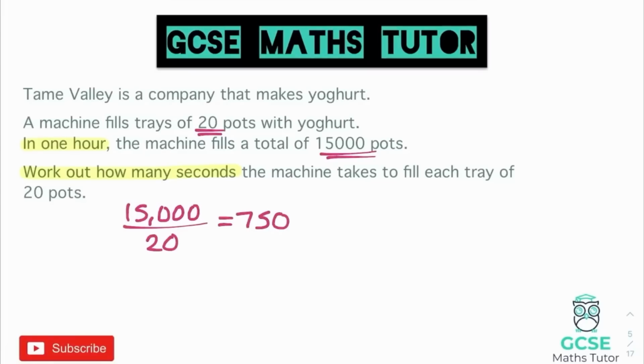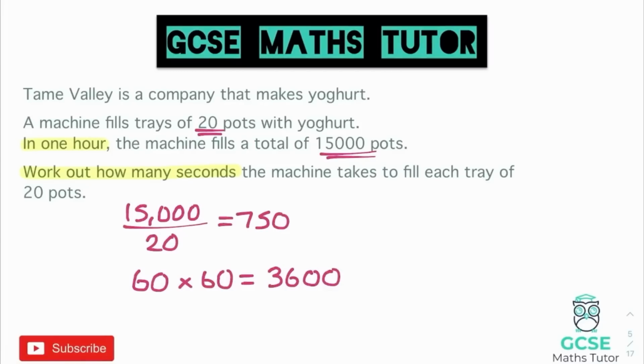So let's turn the 1 hour into seconds. Now in 1 hour, there are 60 minutes. And in each one of those minutes, there are 60 seconds. So if we do 60 times 60, that tells us how many seconds are in 1 hour. And that's nice and easy for us to work out. 6 times 6 is 36, and add 2 zeros. So in total, to fill up these 750 times, it's going to take 3,600 seconds.